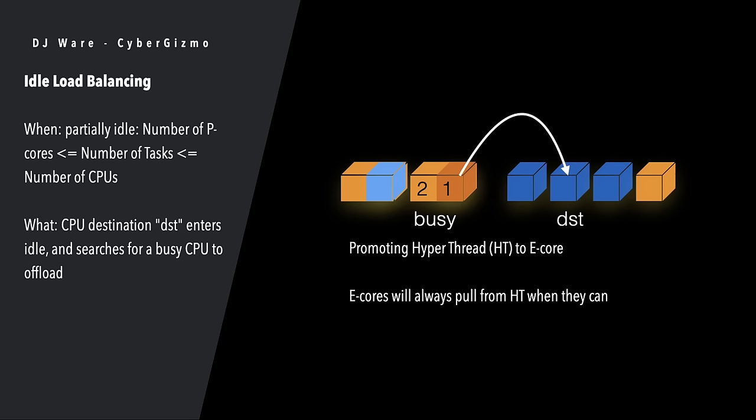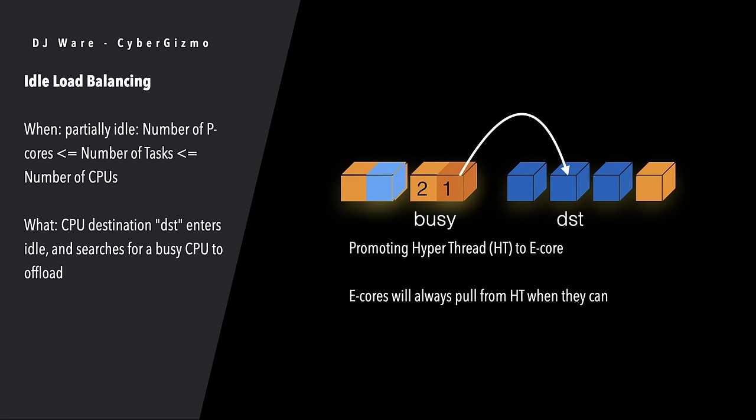But what happens if I'm partially idle and the number of P cores is equal to or less than the number of tasks, and that is less than or equal to the number of CPUs? Well, in this case, the destination enters idle because it's got nothing to do, as you can see there. It'll search for a busy CPU to offload, and it finds one. It finds one that has a class number of a one that's currently running in the hyperthread. Now, remember the order, P cores, E cores, and then hyperthreaded cores are the preferred way of executing. And so it's going to say that one is on the wrong processor. It should be on an E core. And so it schedules that one to be moved to the destination E core. And that then frees that resource up on the P core that's currently running the class two job.